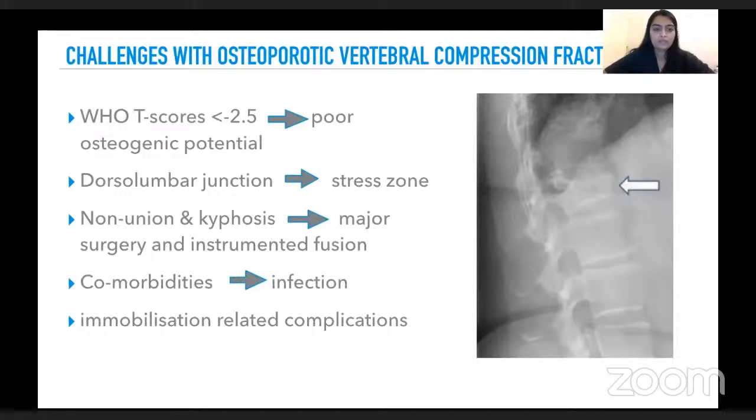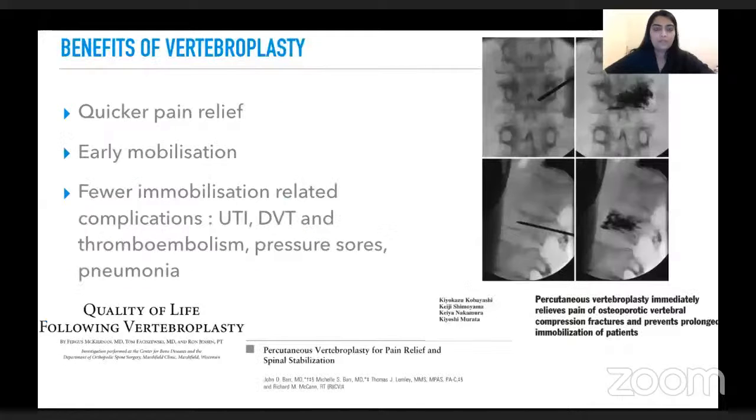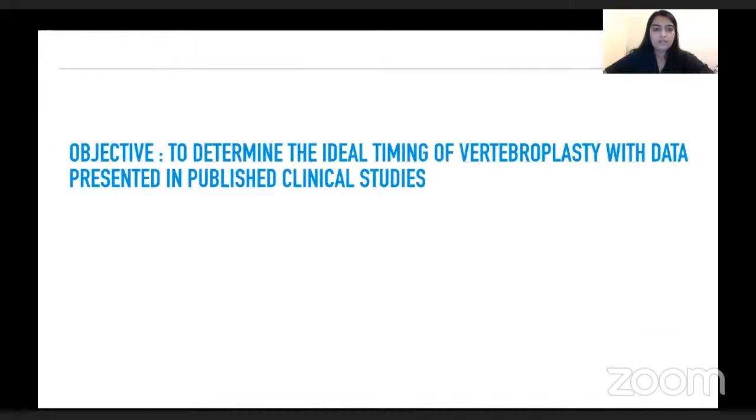These patients often have a number of comorbidities which predispose them to infection. There are high chances of immobilization-related complications. Vertebroplasty, on the other hand, has a number of proven benefits, which include quicker pain relief, earlier mobilization, and fewer immobilization-related complications like DVT, UTI, and thromboembolism. However, the ideal timing at which vertebroplasty should be done is a matter of constant debate.